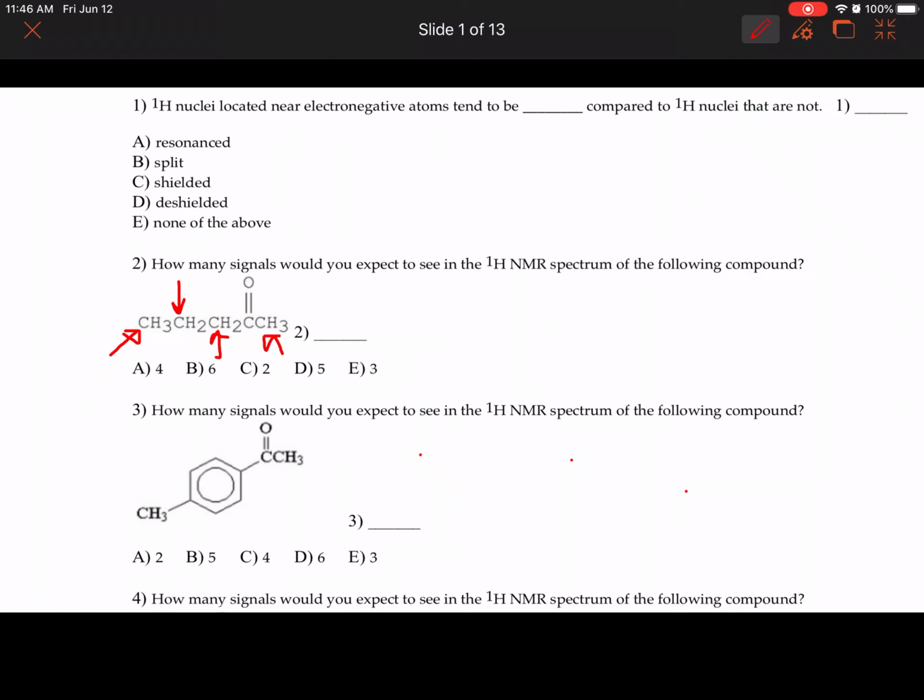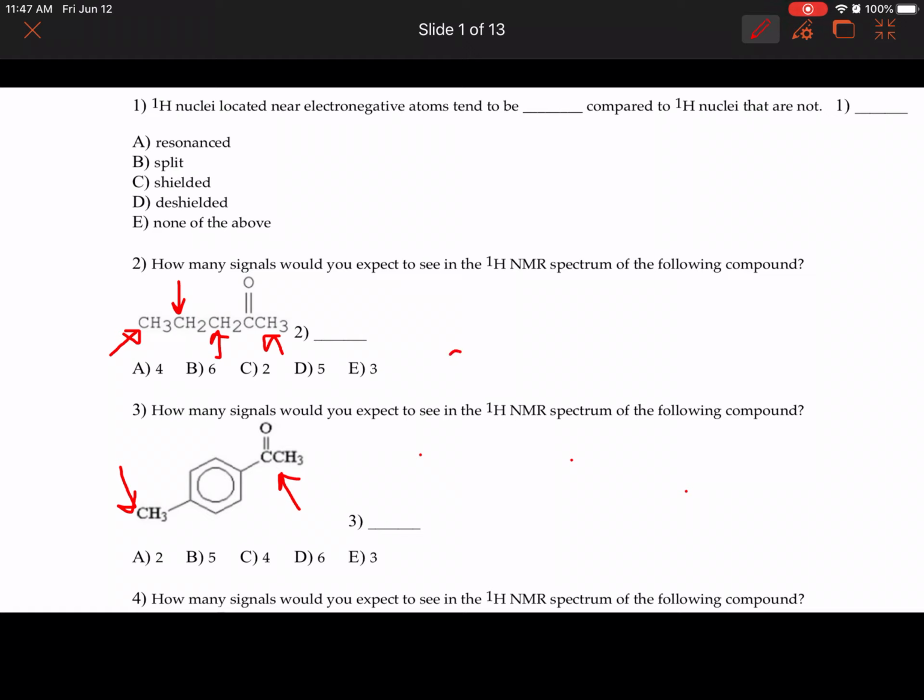And then for number 3, how many signals would you expect to see for the following one? Now in this one, how many do you think we have here? So this is a methyl group that is directly attached to the benzene ring. And here you have another methyl group that is attached to a carbonyl group.